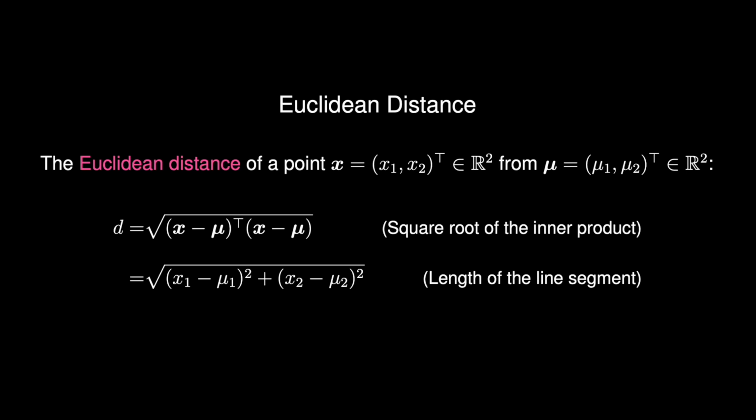Euclidean distance represents the shortest path between two points in Euclidean space, given a point x and the reference point mu in 2D space. The distance is simply the square root of the inner product of their difference. This is also the length of the line segment between 2 points.